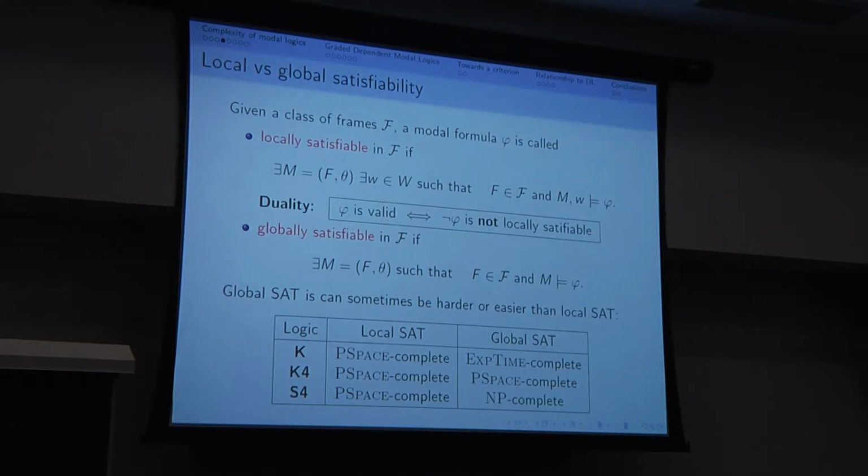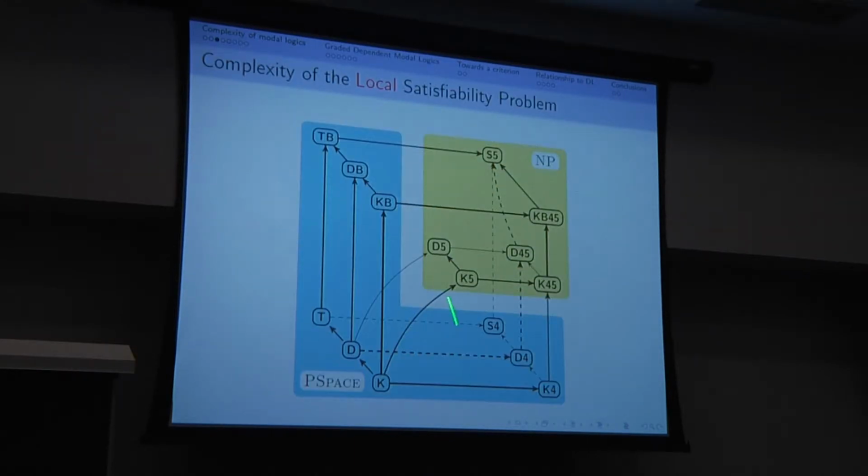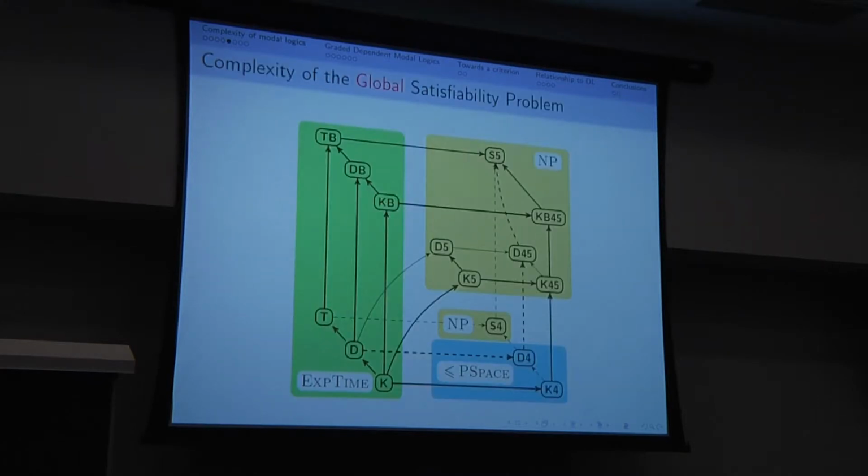So, what if we try to consider the complexity of global satisfiability? The picture is as follows. I didn't find all exact results. So here we have EXPTIME-complete. Here again P-space and P-complete for global satisfiability. Here, as I mentioned, S4 is NP-complete for global satisfiability. And here I only have an upper bound, P-space. I haven't found any references in literature where the lower bound was established.